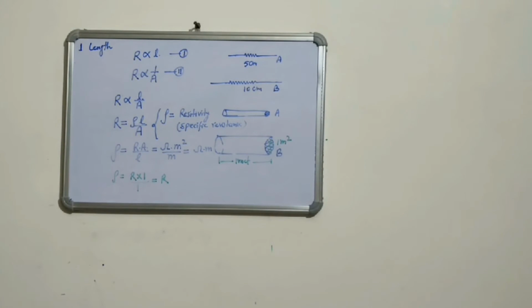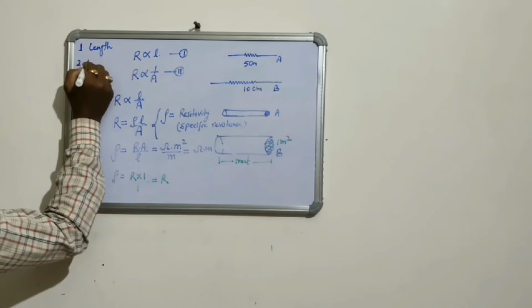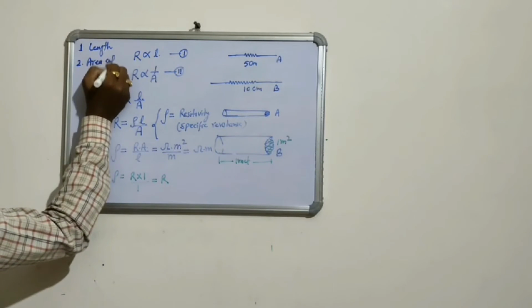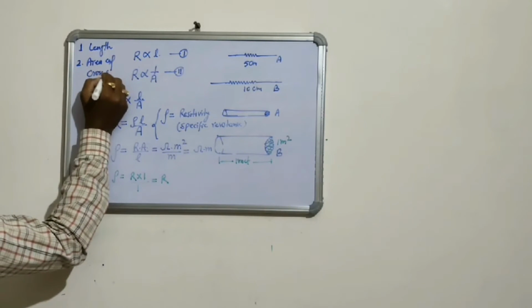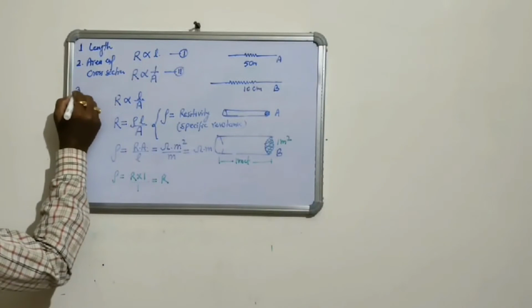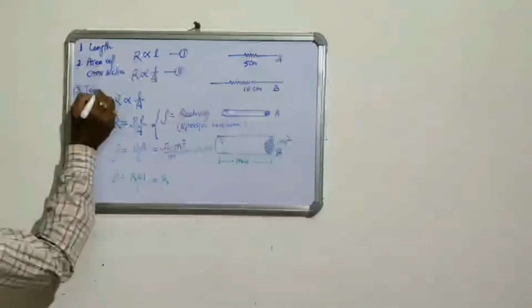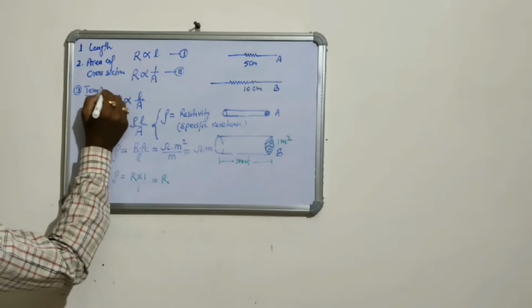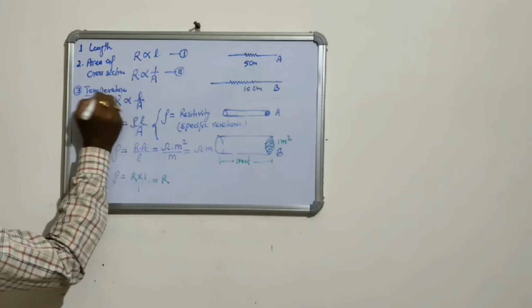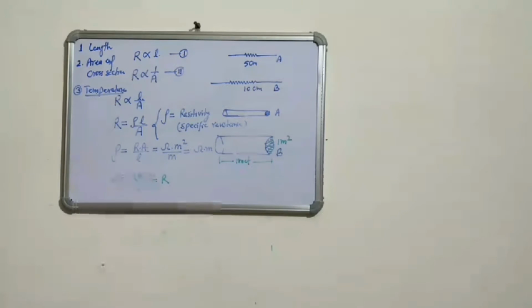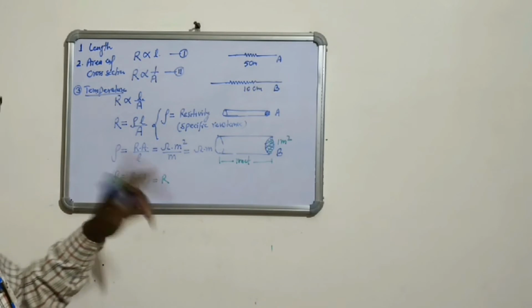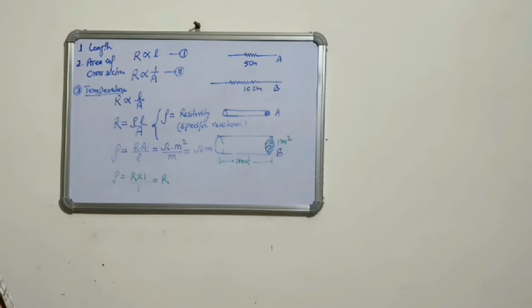The first factor is length. The second factor is area of cross section. And the third factor is temperature also. When we increase the temperature, resistance increases. So resistance is directly proportional to temperature.